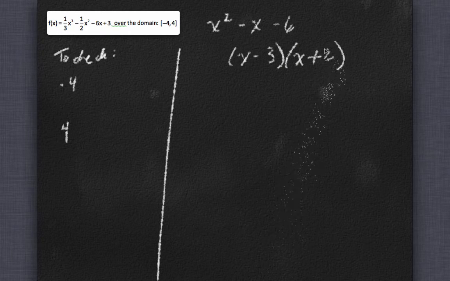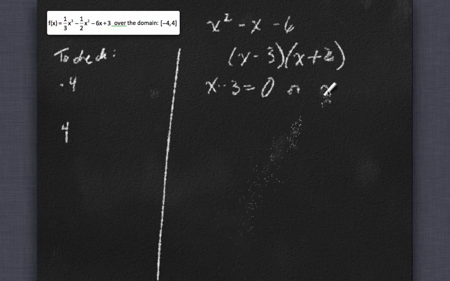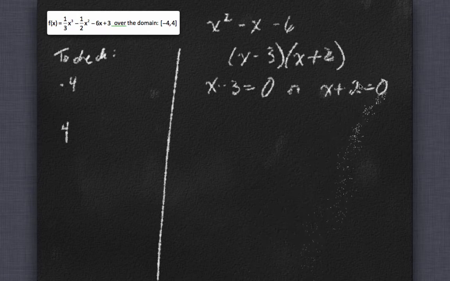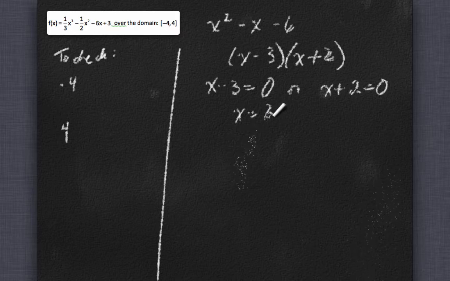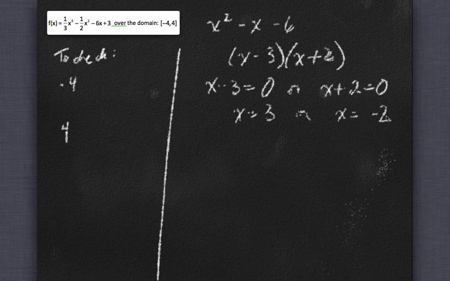You can use the quadratic formula here if you're not a fan of factoring. So I get x minus 3 is 0, or x plus 2 is 0. So x is 3, or x is -2. I want to make sure those are in the domain. Sometimes you'll get solutions that aren't in the domain that we're looking at. These both are between -4 and 4, so we have all these to check.